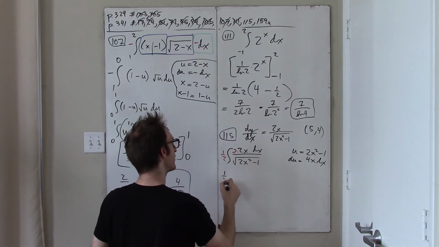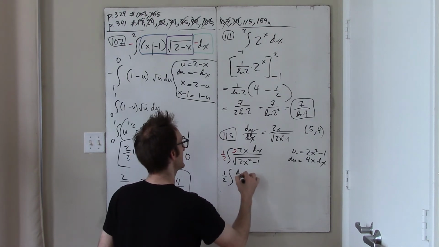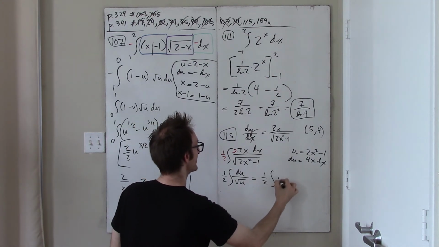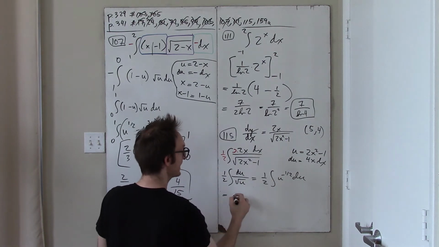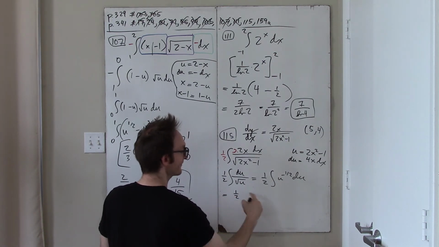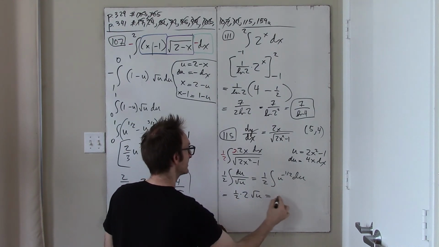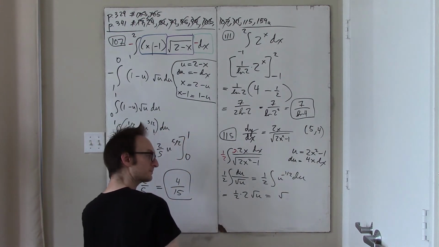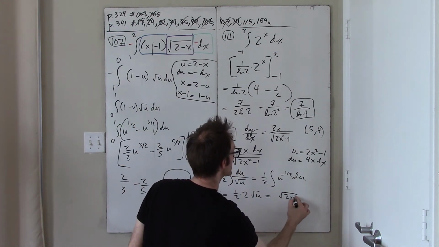So this becomes 1 half antiderivative du over root u. Okay, so that's 1 half antiderivative u to the negative 1 half, and we know this to be... this is just silly because I just know this one, but this is just going to be root u plus c. Really this is root 2x squared minus 1 plus c.